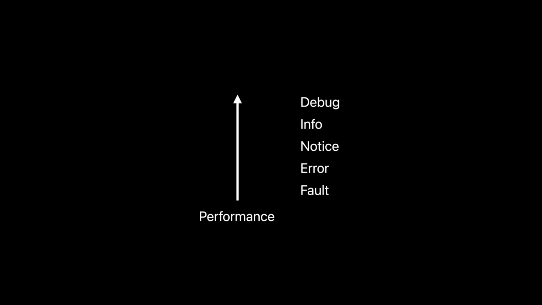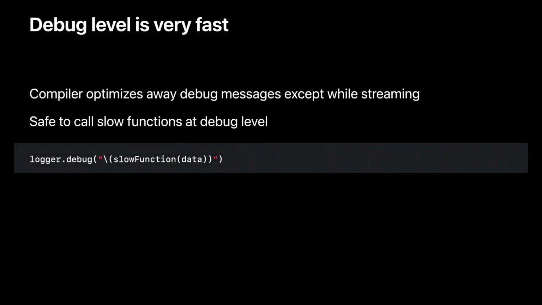The log levels also affect performance. Even though logging in general has low overhead, the log levels have different performance relative to each other. The levels that are less important are faster. The fault level is the slowest and the debug level is the most performant.